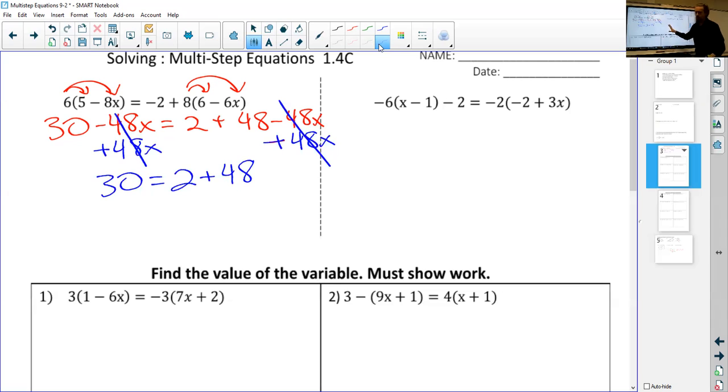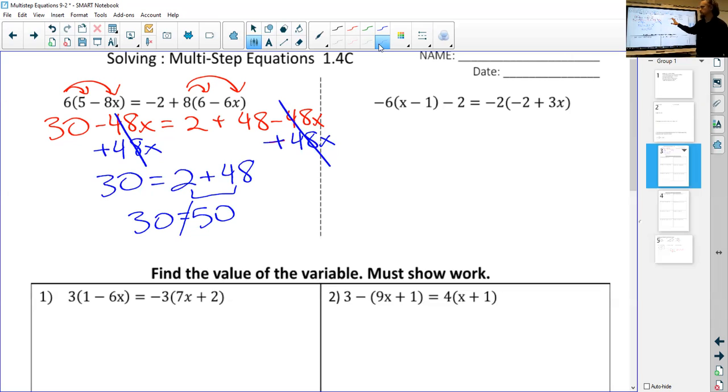So there are no variables left in the equation. That's okay. This just means it's a special situation. So I'm going to finish this up. So 2 plus 48 is 50. And then we're left with 30 equals 50. But the problem here is that 30 does not equal 50.